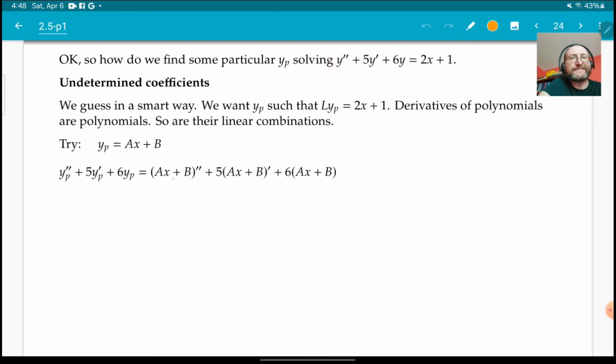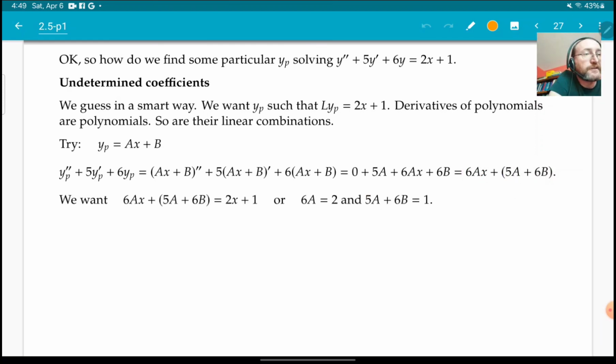If we plug this in, we get the second derivative plus 5 times the first derivative plus 6 times the function itself. And if we work that out and do a little bit of algebra, we get this thing. Or if we do a little bit more algebra, we get that it's 6a times x plus 5a plus 6b. Now we want that to be 2x plus 1. That's what we want.